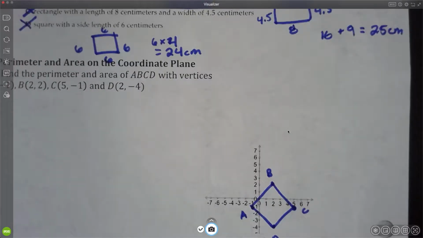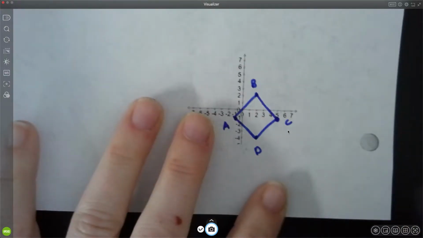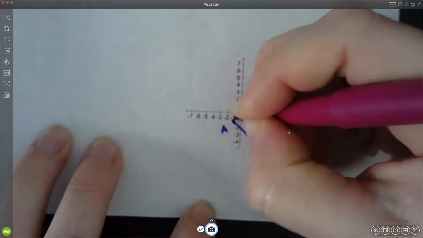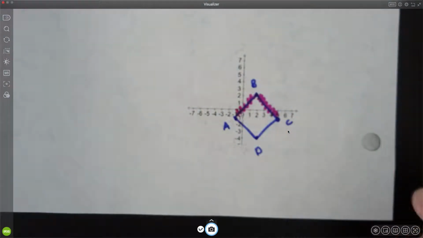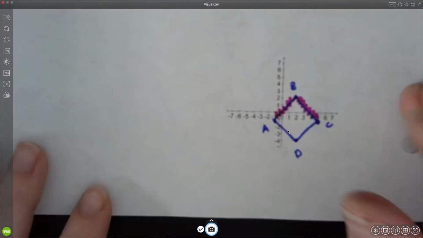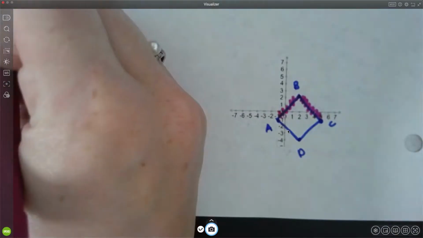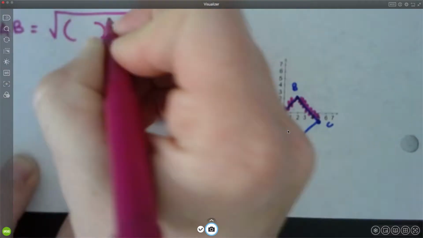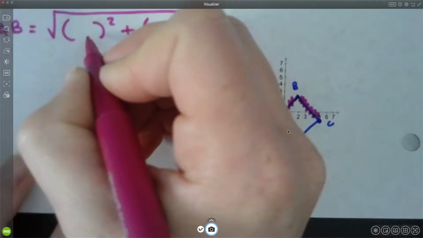So what we have to do here, yikes, is some distance formulas. Let's first find this distance right here, AB, and then we'll find the distance of BC. Okay, let's do that first, and we'll see what we get. All right, so we want to find the distance from A to B. So the distance formula is this guy.